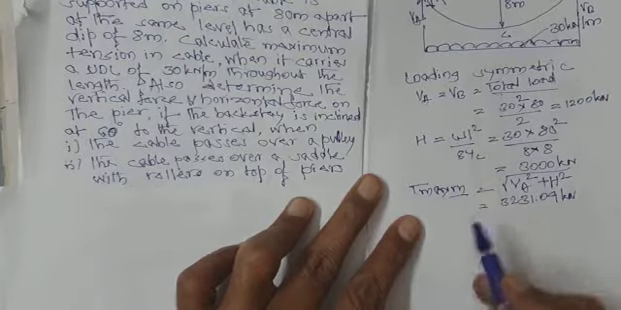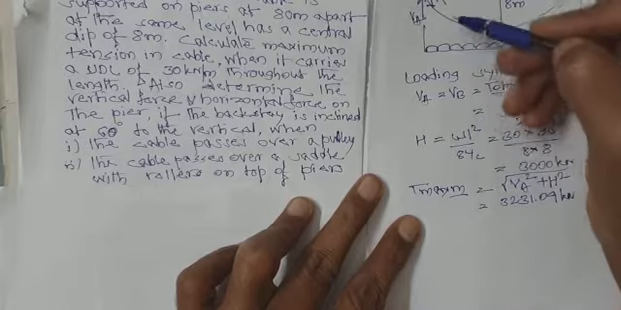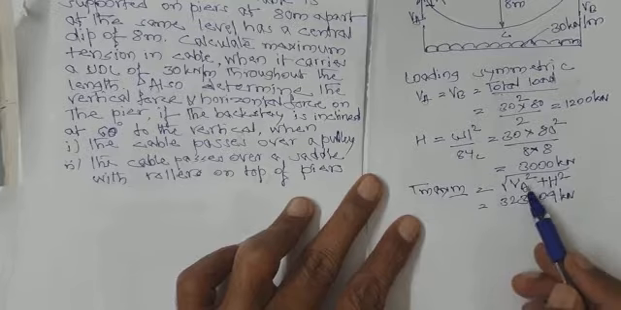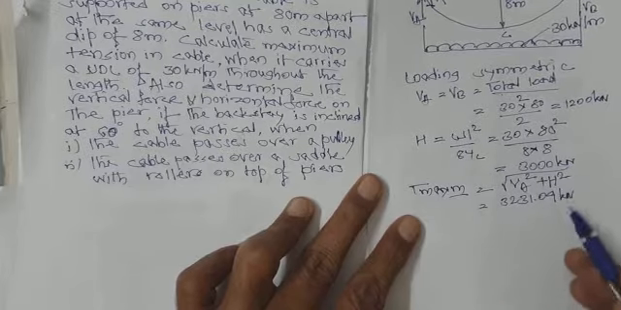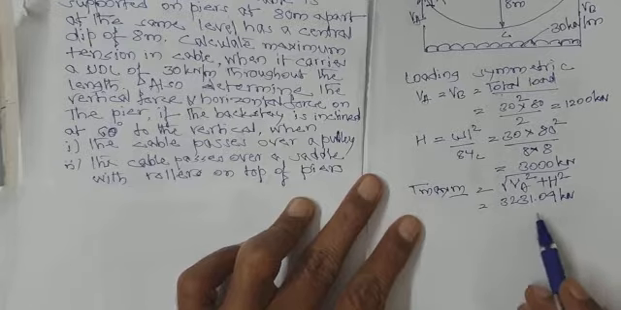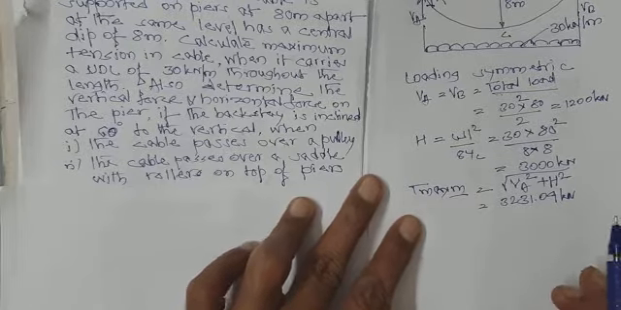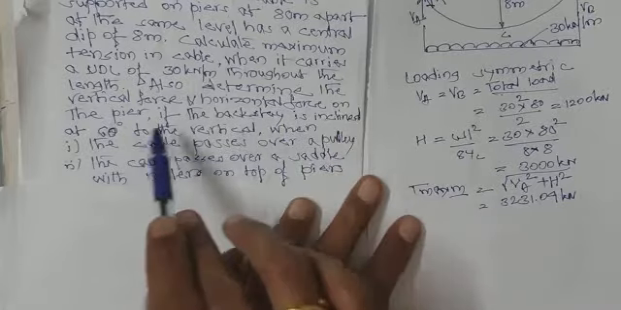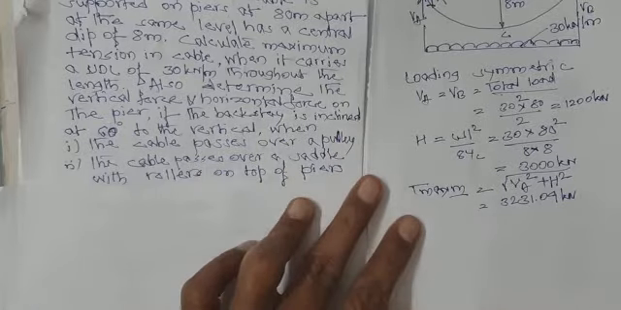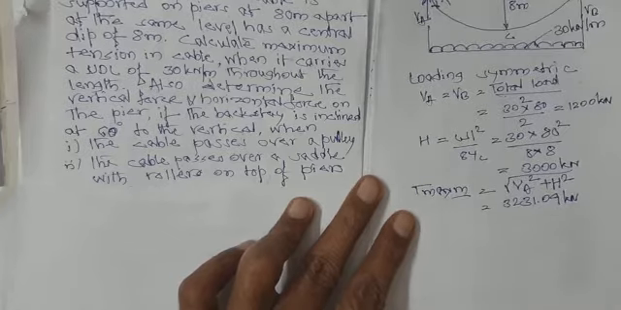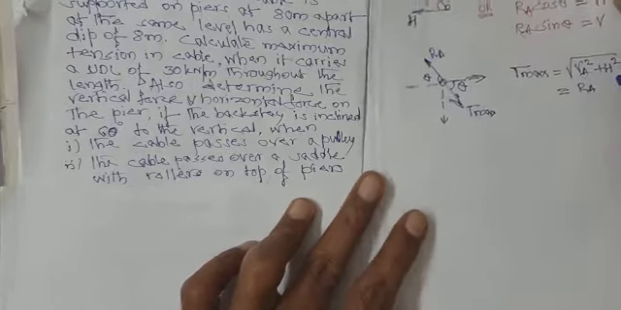cable has equal supports and carries UDL throughout the span. So after getting VA and H, T maximum, that is the tension in the cable, is equal to root of VA square plus H square. Substituting the values of VA and H, you get T maximum as 3231.09 kilonewton. Next, also determine the vertical force and horizontal force on the pier. Okay, before this, I'll just consider one thing before going to that.